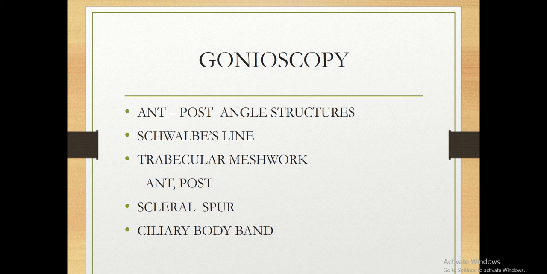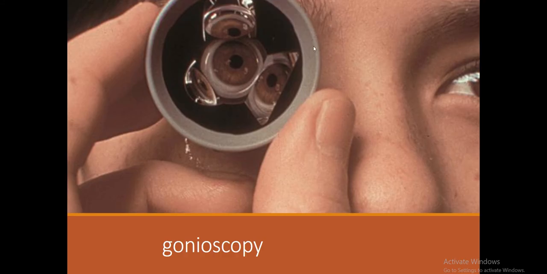If you are going to see three or more structures, say you are able to see the scleral spur or the ciliary body band, it's a wide open angle. And if you are able to see the posterior part of the trabecular meshwork, that is the functional part, then also it comes as an open angle. But if you are seeing less than that, only a part of the trabecular meshwork or Schwalbe's line, or you are not able to see any structures at all, then you call it a narrow angle or a closed angle, right?